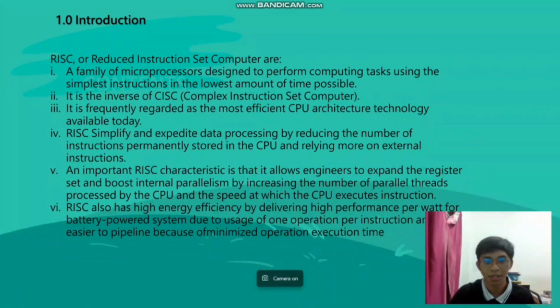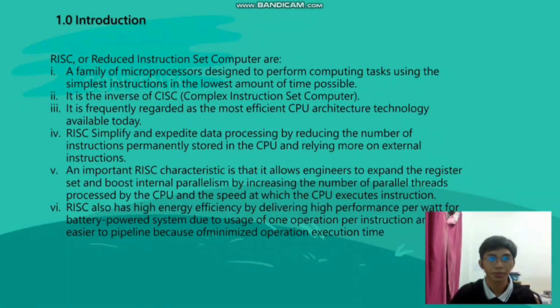Today I want to introduce RISC. What is RISC? RISC is reduced instruction set computing. It is a family of microprocessors designed to perform computing tasks using the simplest instructions in the lowest amount of time possible. RISC is the inverse of CISC, which means complex instruction set computer. It is frequently regarded as the most efficient CPU architecture technology available today.